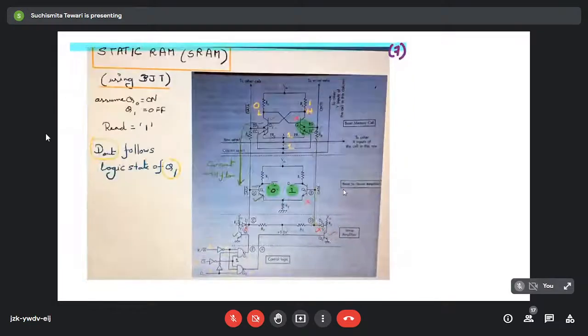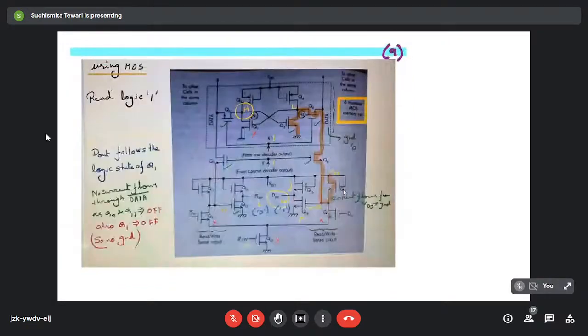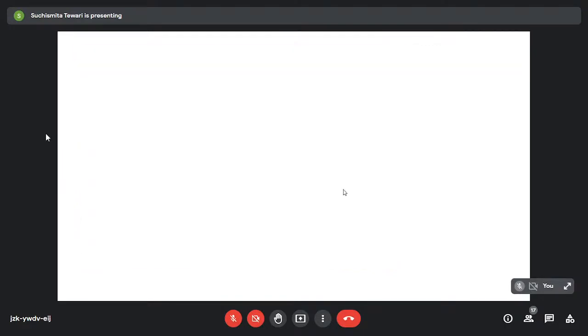Now in both the cases, I have explained only reading and writing one, but I have not explained reading and writing zeros. If you have understood this, then you will be able to form the logic in which way it is operating when we want to read 0 or write 0. Up to this, is everything clear?